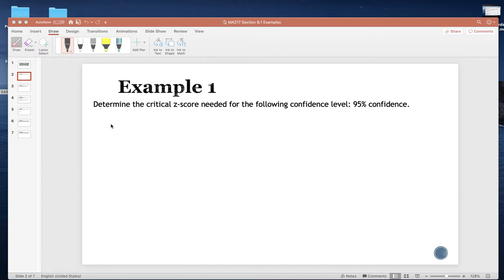Number 1 is to determine the critical z-score needed for the following confidence interval, 95% confidence. So since we have a 95% confidence interval, our value for alpha is going to be 1 minus that confidence interval level. So that'll be 1 minus 0.95, which gives us a value of 0.05. So we are trying to find the critical z-score at 0.05.